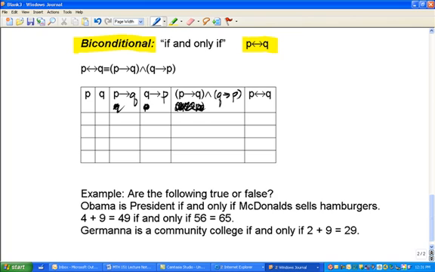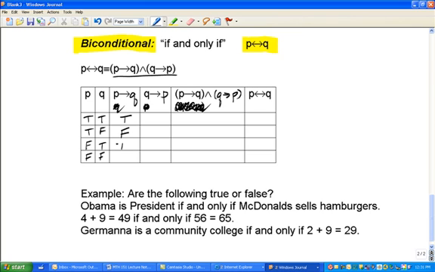Okay, so what I want to do is create the table for what it actually means. It means if P then Q and if Q then P. So we're going to have our four cases, alternating true, false, true, false. If true then true is true. If true then false is the one case that's false. False then true, and if false then false.